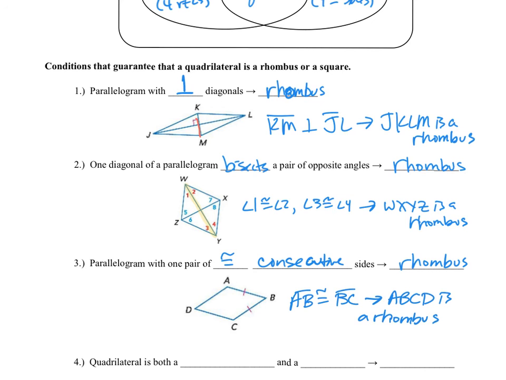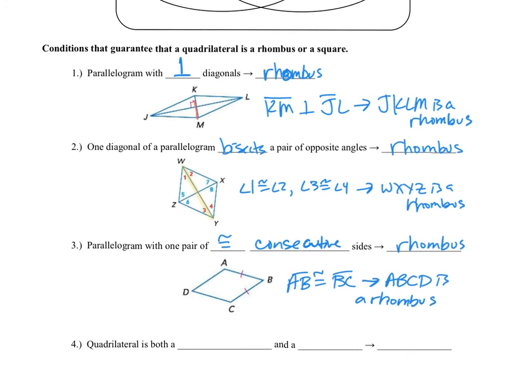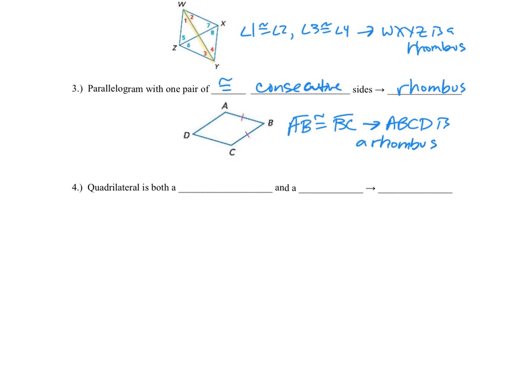All right, and then last but not least, let's take a look at number 4. Number 4 says that if a quadrilateral is both a rectangle and a rhombus, like we've kind of already mentioned if you look up at that Venn diagram, then that's enough to guarantee that that quadrilateral is a square.